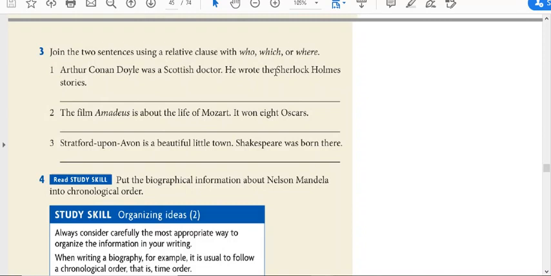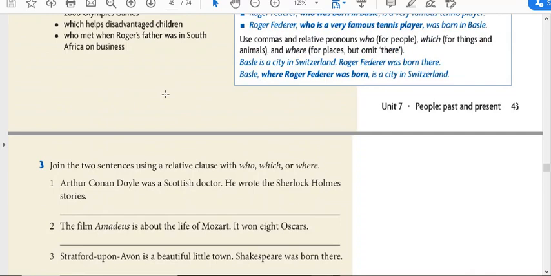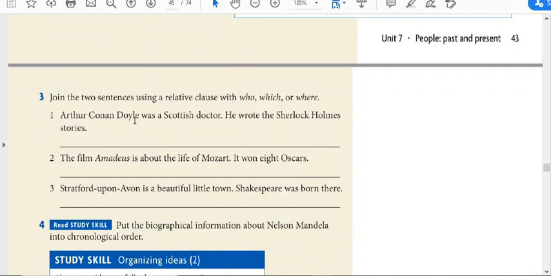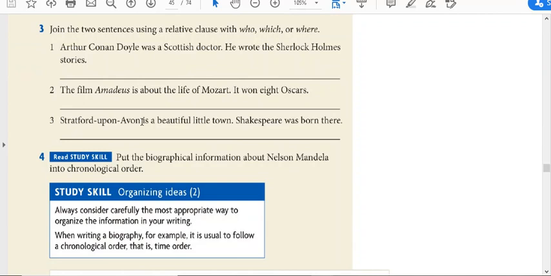Or we might use the same structure here. We say Arthur Conan Doyle, comma, who wrote the Sherlock Holmes stories, comma, was a Scottish doctor. And then you need to practice number two and number three.